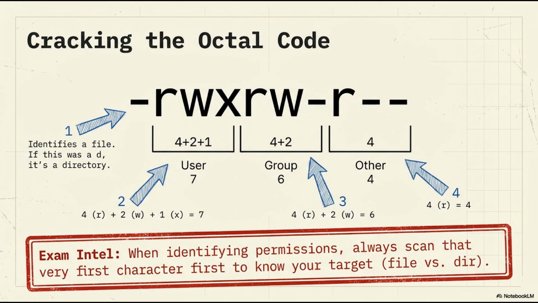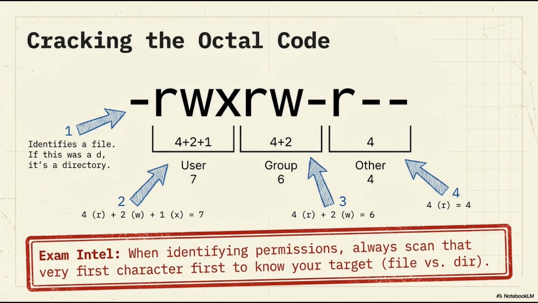Block 2 is RWX. Wait, actually, looking at the source image here for the group, it shows RW dash. Good catch. So RW dash is 4 for read, plus 2 for write, and 0 for execute. That totals 6. And the final block for other is R dash dash. That's just a 4 for read. So user is 7, group is 6, other is 4. The total octal code is 764. That ability to visually parse the string and calculate the octal instantly is a mandatory reflex for you.